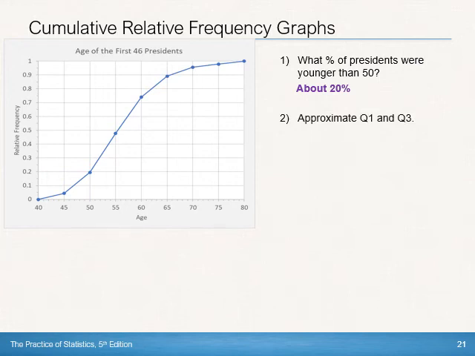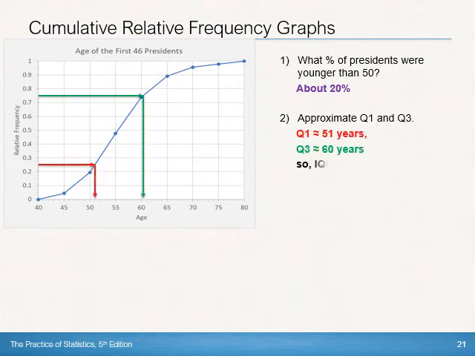All right, next question. Approximate Q1 and Q3. So Q1, think of a box plot. Think about what fraction of the data is to the left of Q1. And so you would hopefully remember that 1/4 of the data is to the left of Q1. And so if 1/4 of the data is to the left, that means that Q1 would be the 25th percentile. So we want to start over at 25% and go over to the graph and then read off the age that comes down from there. So about 51 years old.